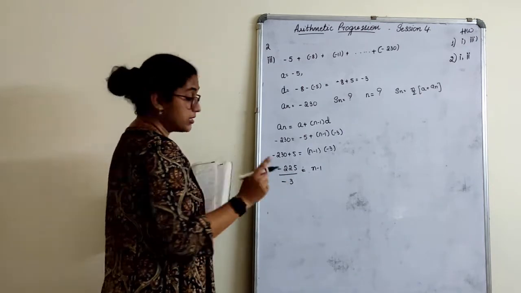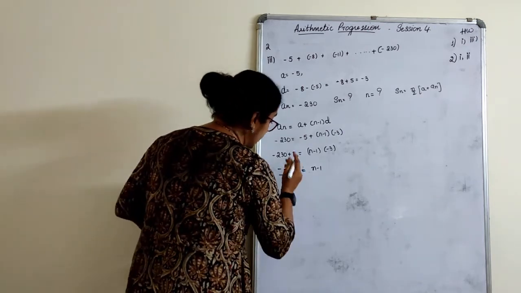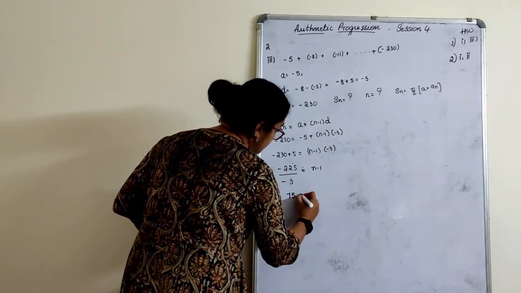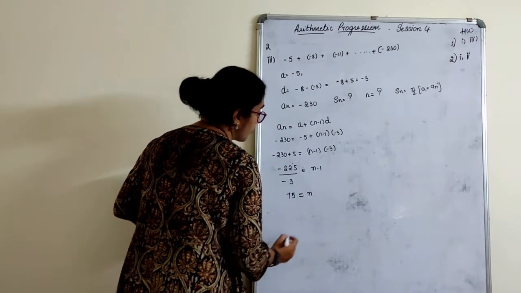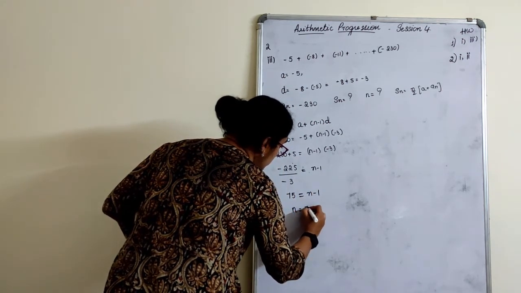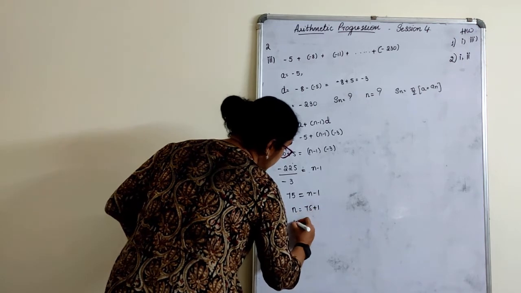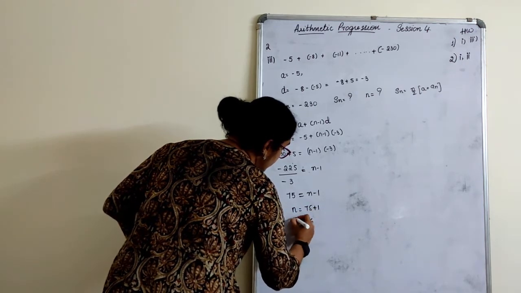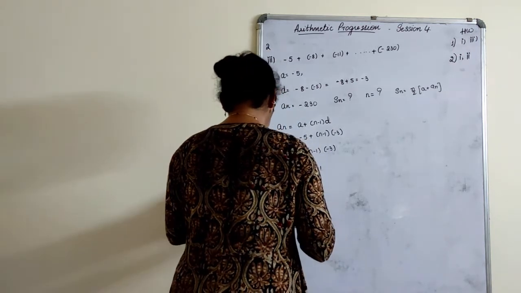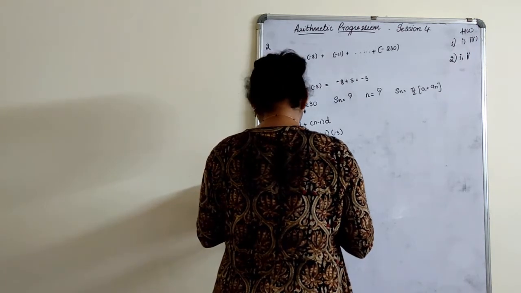Always n should be positive. Minus and minus will get cancelled. 3 7s are 21, 3 5s are 15. That is equal to n minus 1. Therefore, n is equal to 75 plus 1, n is equal to 76. Yes, n can be this big number also. So now n is equal to 76.